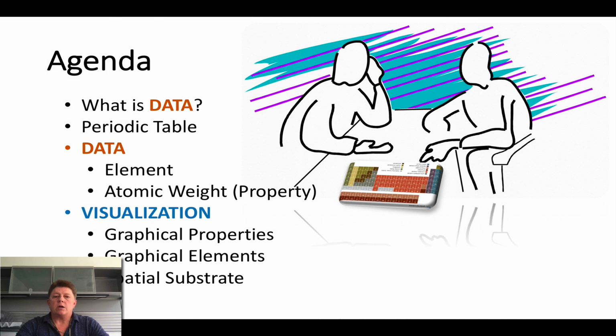The agenda: we're going to talk about what is data. We're going to use a periodic table to do so. We're going to use the elements and the atomic weights to present the data, and we're going to use graphical properties, graphical elements, and the spatial substrates, and we're going to point them out in the visualization.